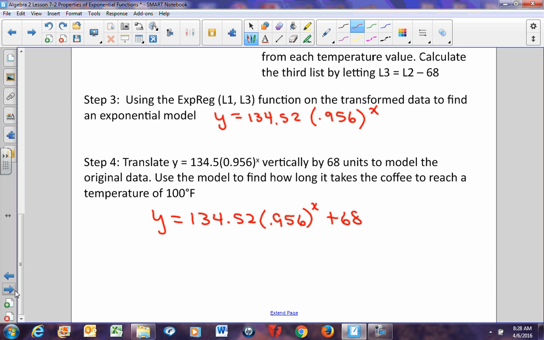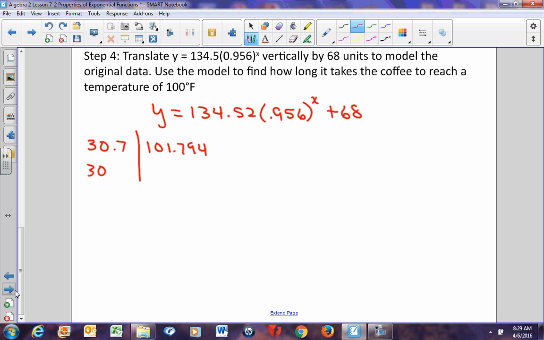Okay, hit OK. Okay, and then if I look at this, now I have at 30.1 minutes, it's 102 degrees, 0.79. Okay, so let's see here. I'm getting down. So at 30.7 minutes, okay, it's at 101.794. At 30.8 minutes, it is at 101.642. Okay, 30.9 minutes, I have 101.491.